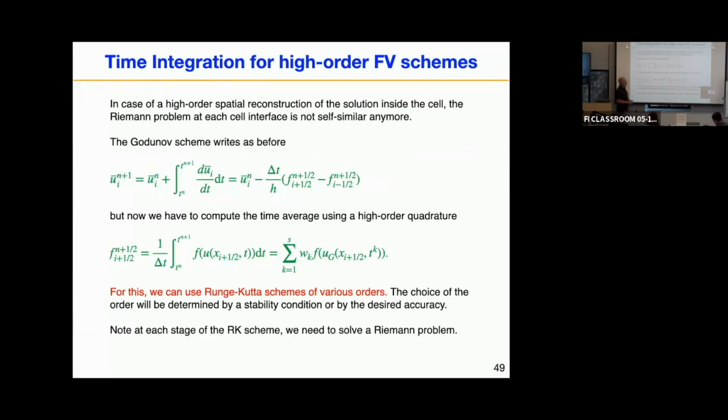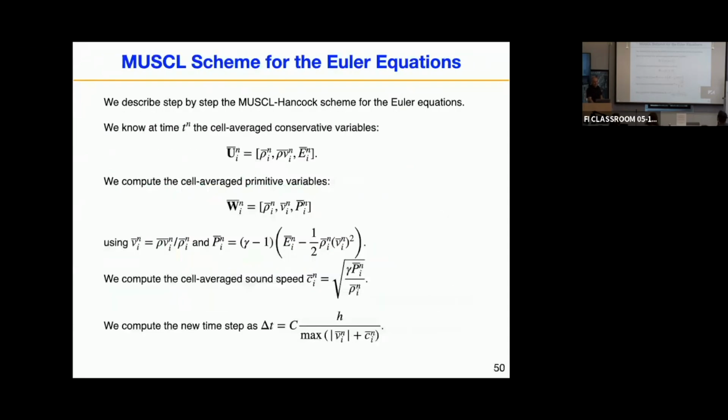What's expensive here is that at each of these time quadrature points, you have to reconstruct the left and the right value at the interface using second order, fourth order, whatever, and solve the Riemann problem there. Each time you have to solve the Riemann problem so that you get the Godunov flux here at the current time coordinate. So that's expensive, right? So, okay. So that's the second order scheme, the most popular second order scheme there is for the Euler equation.